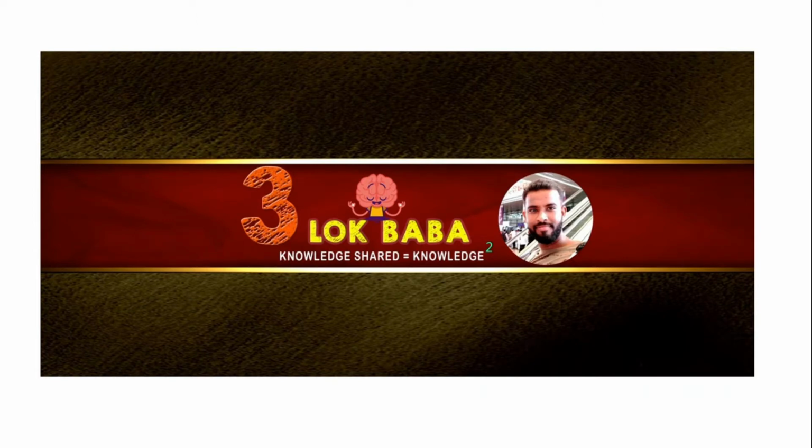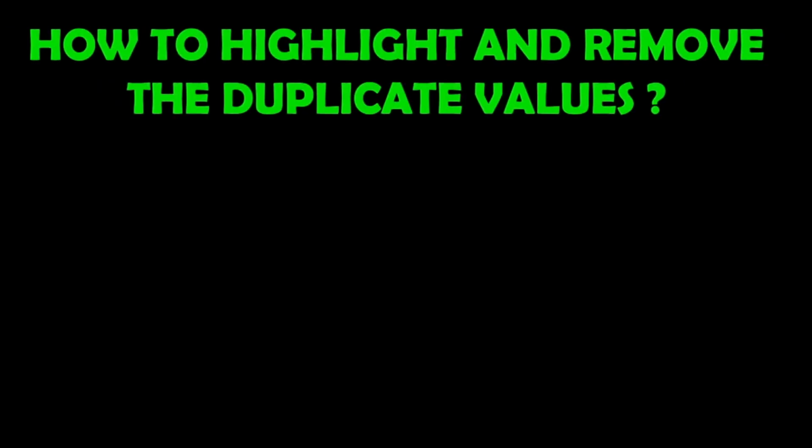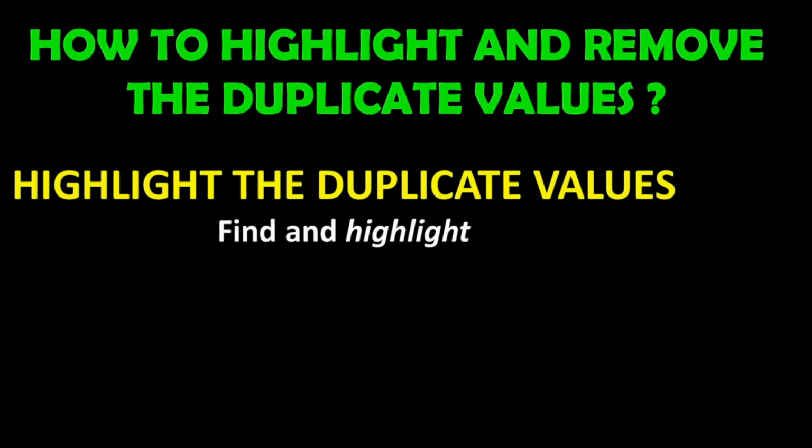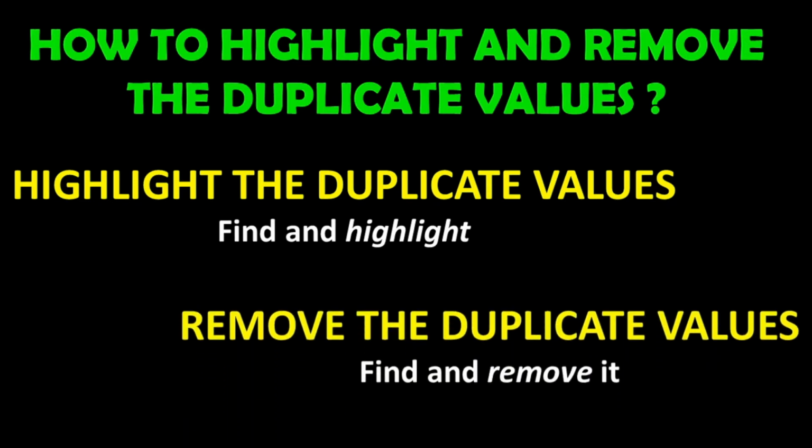My name is Trilok. Today we are going to learn a very simple and interesting concept in MS Excel, that is how to highlight and remove the duplicate values. The concept is very simple. If you have data which has duplicate values, how are we going to highlight them, and what option do we use? If you want to remove them, what option do we use? The first thing is highlighting the duplicate values, which is going to find and highlight them. And the second one is how to remove the duplicate values. This option will help you find the duplicate values and remove them.